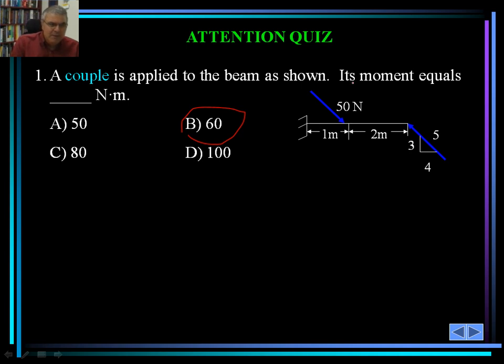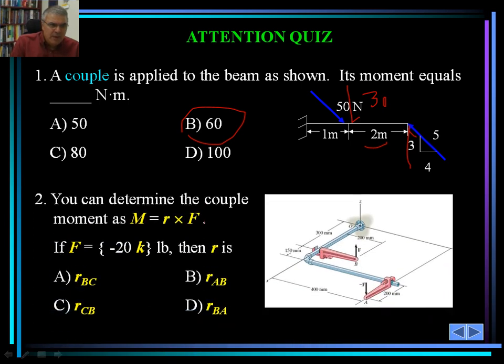As you can see here, again, it's a couple, 50 Newton. We would find the component of this direction. We would find the component of that in the other direction. We simply multiply it by 2, and this would be 30. Okay, and we simply multiply that by 2. The answer would be 60. And you can determine the couple moment as M is R cross F.